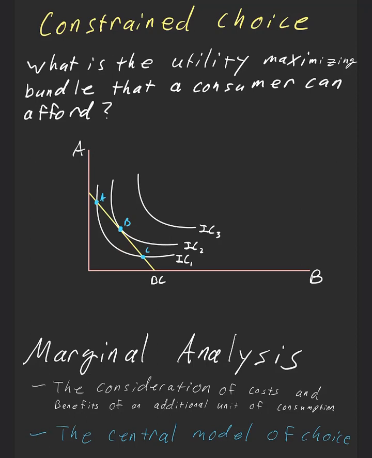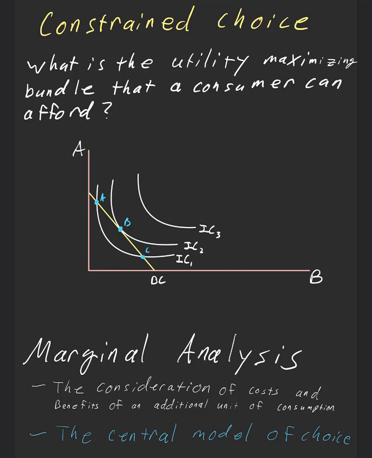This is called marginal analysis. So what do we do here? This is the consideration of costs and benefit of an additional unit of consumption. So if I'm at A, I've spent all my money. I have a lot of apples. I have very few bananas. If I'm at C, I have very few apples, very many bananas. The mixture between those two things is what gets me to B.